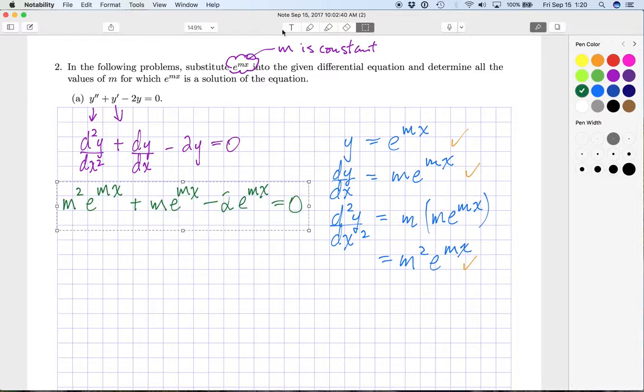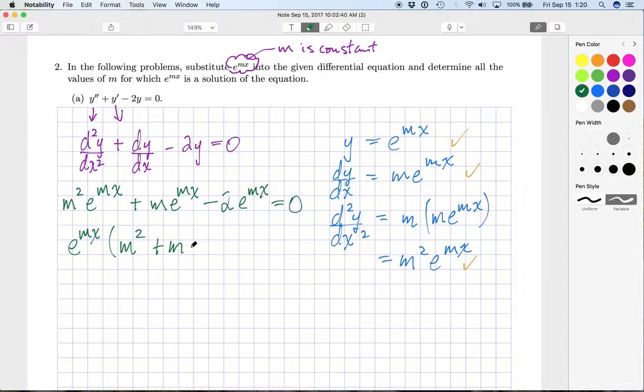Okay, so with that said, let's do this. Let's look at this and say to ourselves, well, e to the mx is common across all three of these terms. So I will factor that out, and I've got e to the mx. Left behind would be an m squared plus an m minus 2, and that has to be equal to 0. Well, I look at this structure and say, oh, well, that's a simple trinomial that needs to be factored. So I'll say e to the mx multiplied by m plus 2, m minus 1 equals 0.